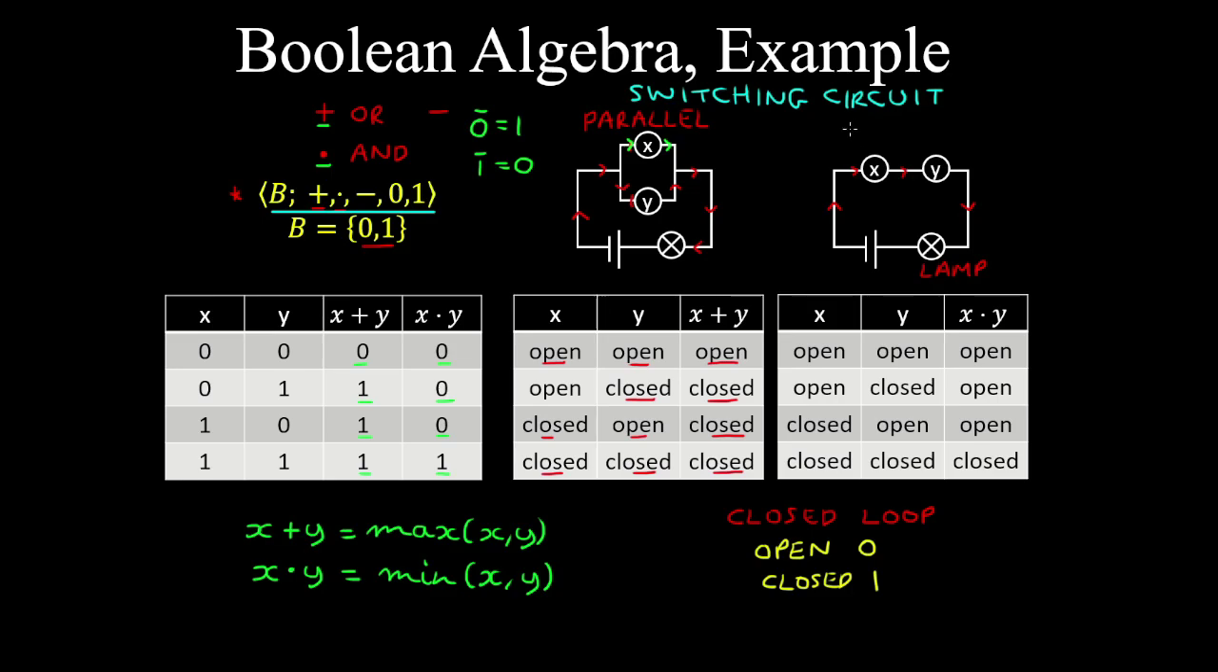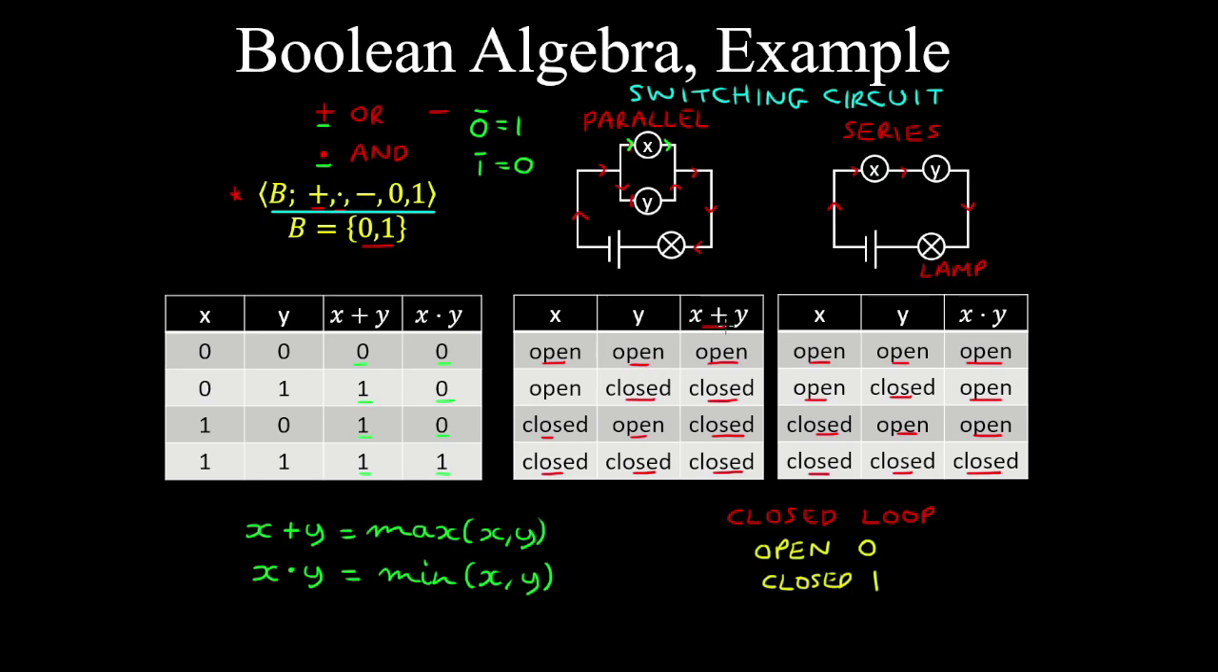Now if we consider a circuit connected in series, then if switches X and Y are both open, then no current flows and the state of the circuit is open. And if either switch is open, the state of the circuit is open and no current flows. And again, if one of the switches is open, then no current flows. And if both switches are closed, then we have a closed loop and the lamp lights up.